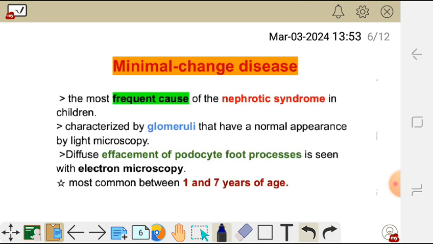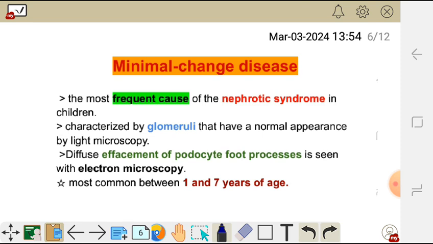Minimal change disease is the most frequent cause of nephrotic syndrome in children. So this condition is mainly frequent in children. Nephrotic syndrome is a condition in which we have loss of proteins in the urine, called proteinuria. We also have hypoalbuminemia, which is a decrease in the levels of albumin in the blood.